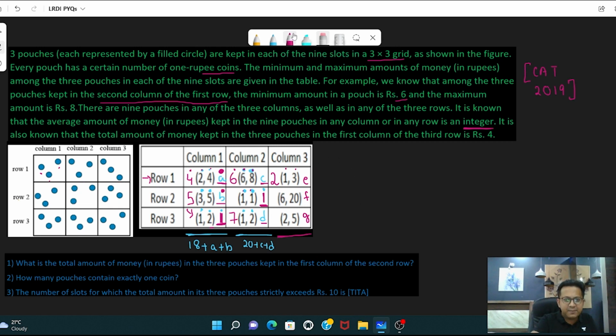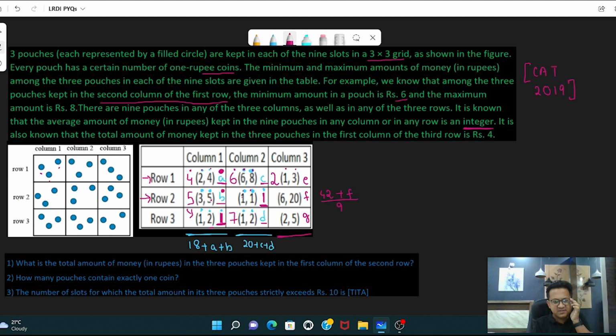Next, let's add up again horizontally for row 2. 5 plus 3 plus 5 is 13. 13 plus 1 plus 1 plus 1 is 16. 16 plus 6 is 22. 22 plus 20 is 42. 42 plus F should be divisible by 9. So just add up again and cross verify.